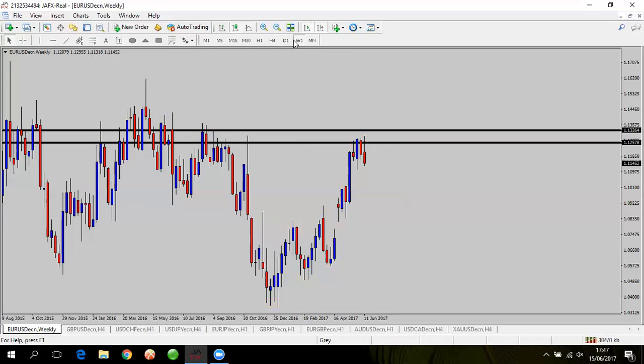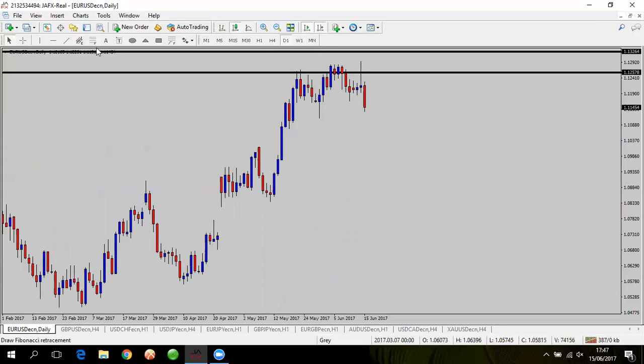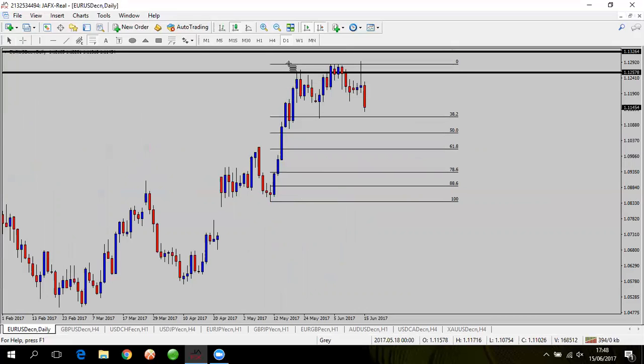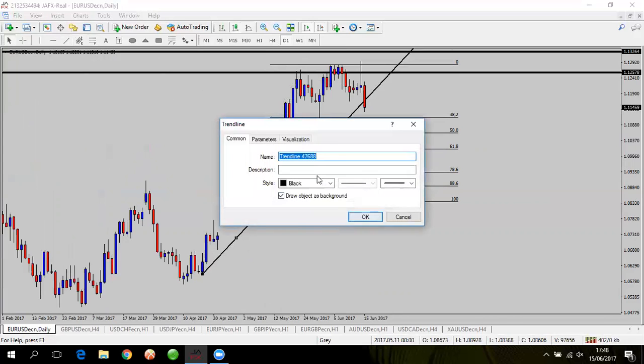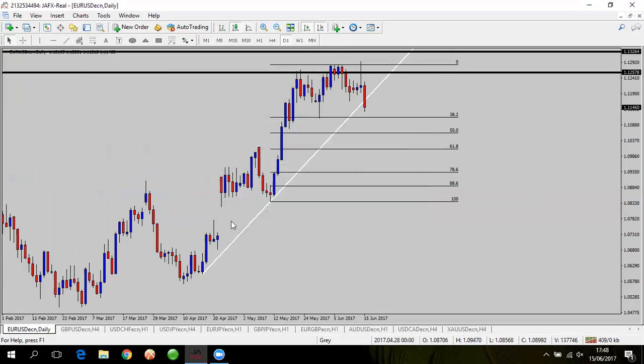We want to go to the daily. We want to take a fib from swing low to swing high. I want to identify possible pullback points. Starting from the ground up, let's get in a trend line here. Let me change these trend lines to white so it's a bit more distinguishable. Trend line 1, and that is trend line 2. Let me see if I can get one more in here.